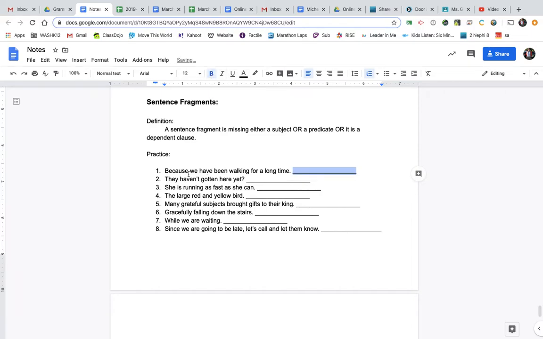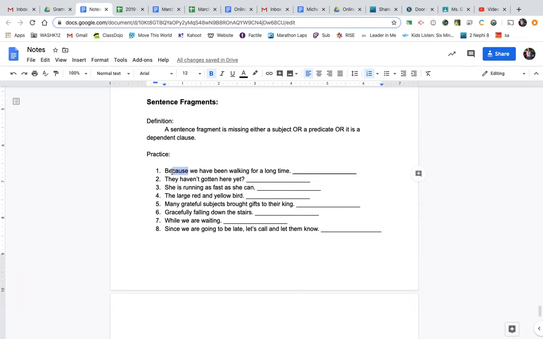So first we have, "Because we have been walking for a long time." So first we have to check that it has a subject. Let's see. Yes, it does. It says we, so it has a subject. Next we need to make sure that it has a predicate. So we're going to look and see. Yes, it does. Have been walking for a long time. So you might be tempted to say, okay, well then this is a complete sentence. It is not a sentence fragment. But let's remember the last thing that it has to have. It has to be an independent clause to be a sentence.